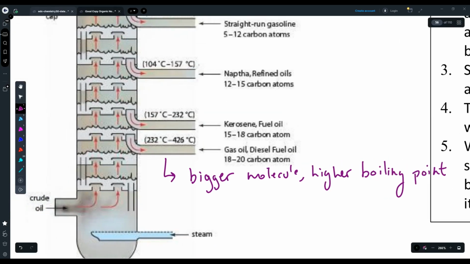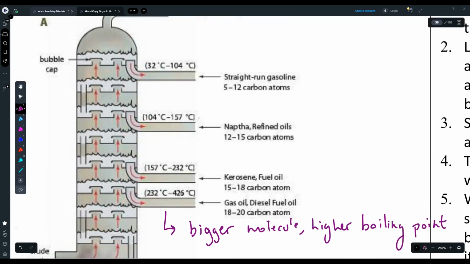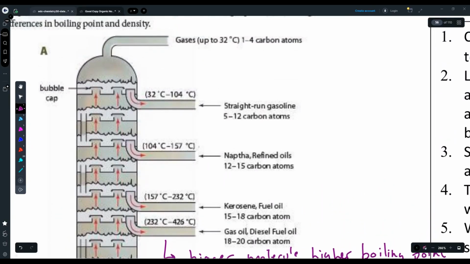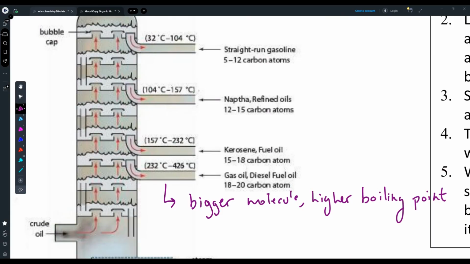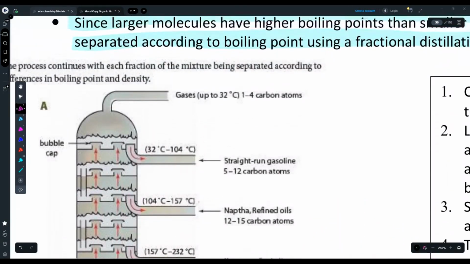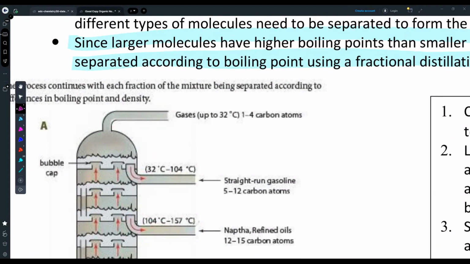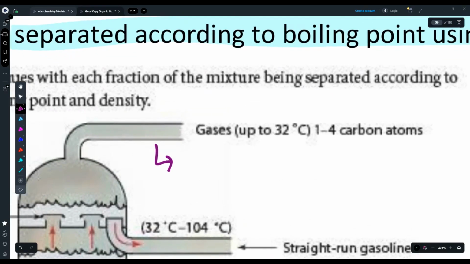Okay, whereas as you go up through the fractional distillation tower, because we're getting farther and farther away from the heat source, the compounds that boil off here are going to be your smaller compounds with the lower boiling point because it's cooler up here.